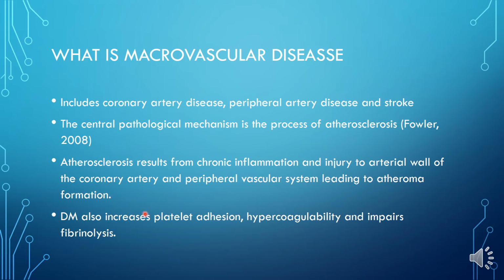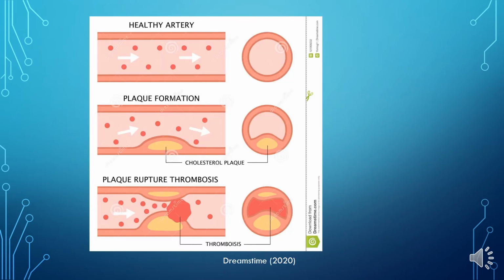Diabetes has also been shown to increase platelet adhesion, hypercoagulability, as well as impairment of fibrinolysis. This is a diagram that shows the pathological pathway to an atheroma formation. So as you can see, this is a normal healthy artery, and this is the lumen, what it looks like. It's free, it's smooth, blood flows smoothly through this.